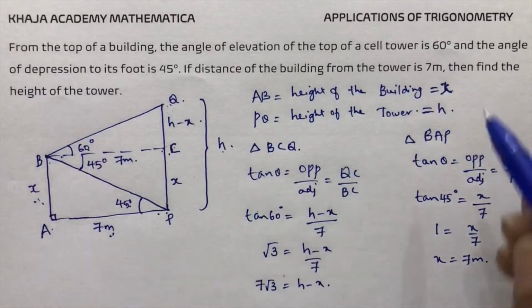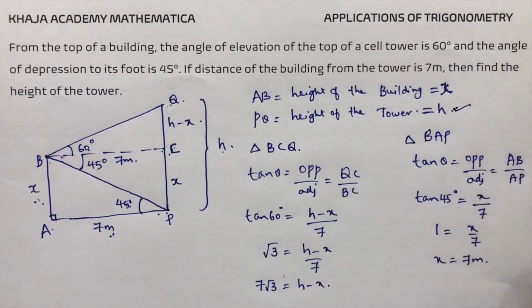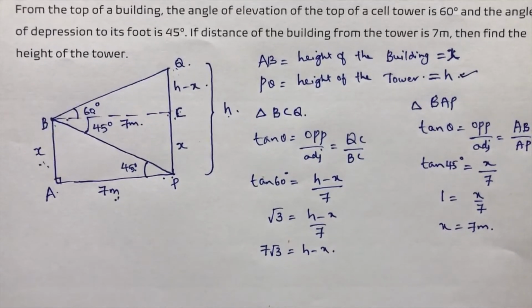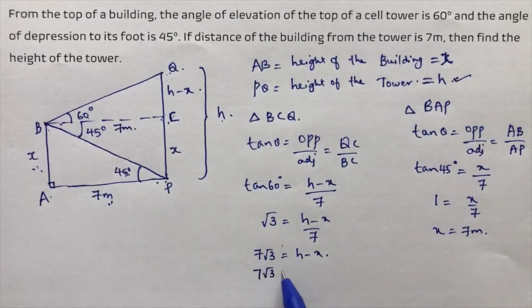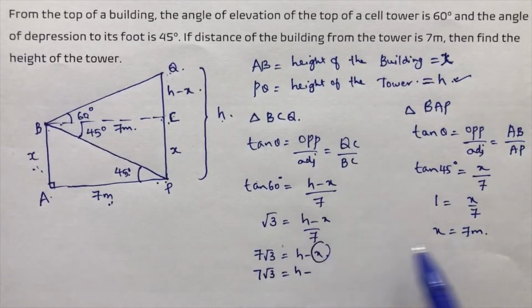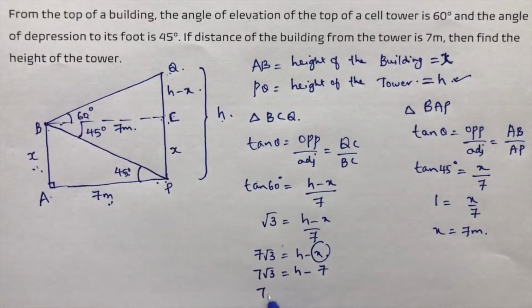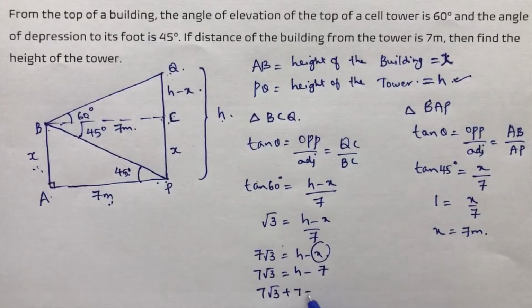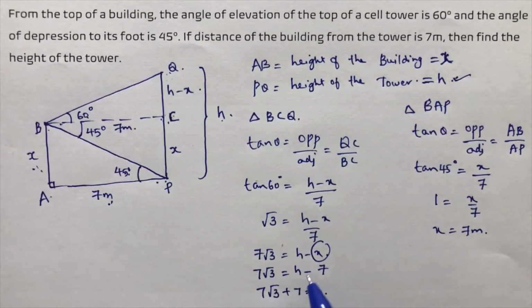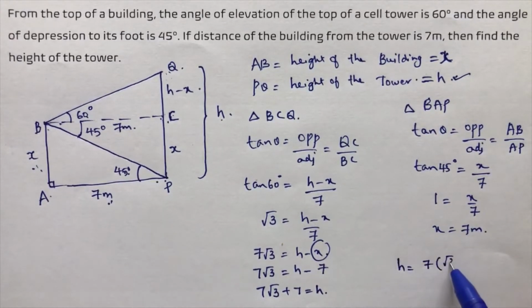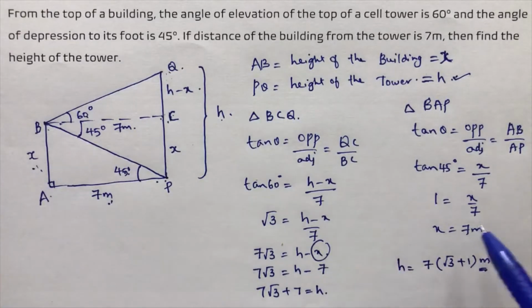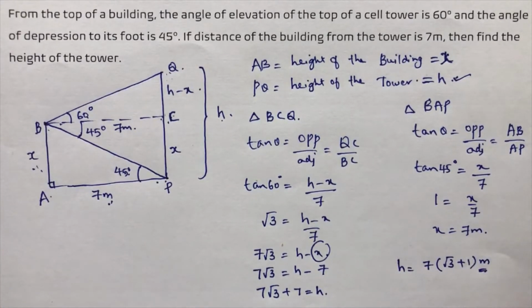Now we need to find the h value, then the height of the tower. x value is how much? 7. Substitute here: 7 root 3 equals h minus 7. So 7 root 3 plus 7 equals h. So this is the answer, but you can write it in a more simplified form. Therefore the height is 7 times root 3 plus 1 meters, taking 7 common. So the height of the tower is 7 into root 3 plus 1 meters. And if they ask the height of the building, x is 7 meters. So in this way you need to solve the problem.